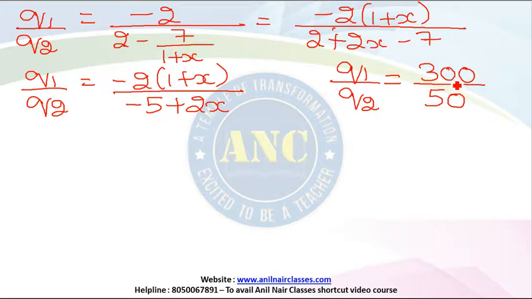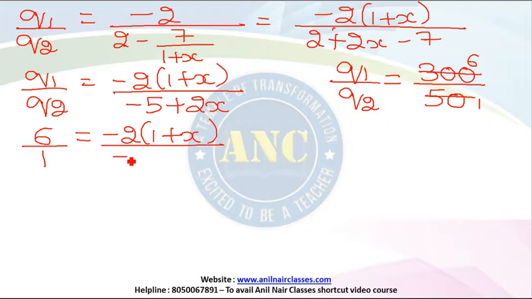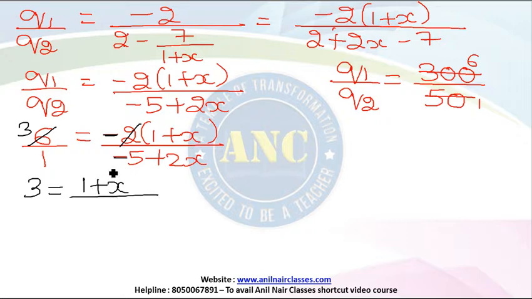So Q1 by Q2 is also equal to 300 by 50, which is nothing but 6 divided by 1. I can substitute here: 6 by 1 is minus 2 into 1 plus x divided by minus 5 plus 2x. Further simplified, it can be written as 2 into 1, 2 into 3, and you can simplify it as 3 is equal to this minus. I will take common factor in the denominator also. Numerator becomes 1 plus x divided by, if I take minus common factor and simplify, it becomes 5 minus 2x.